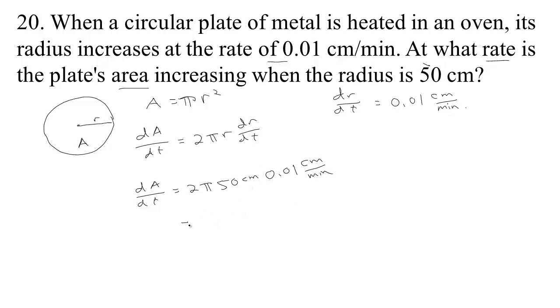So if we multiply this out, 2 times 50 is 100. So we have 100 times pi. Now 0.01 is 1/100th. So we've got those numbers and those numbers, and then centimeters times centimeters would be centimeters squared per minute. Now the hundreds cancel. So dA/dt, look at that, turns out to be pi centimeters squared per minute.